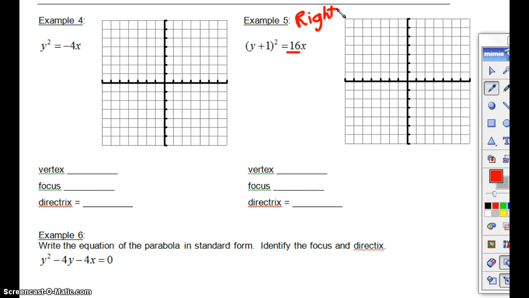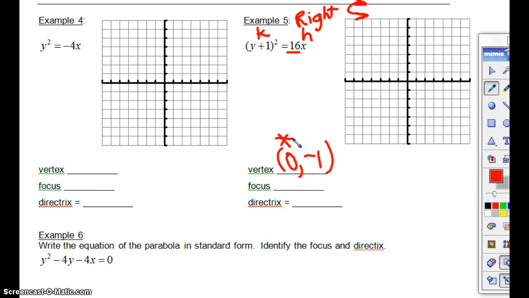It's going to be that C-shaped parabola. Then I find my vertex. Remember, your vertex is h comma k. Your h is over here with the x, and your k is with the y. So your vertex for this one is 0, comma, negative 1. My star is going to go above the x because it's the term that's not squared. So my star is above the x.